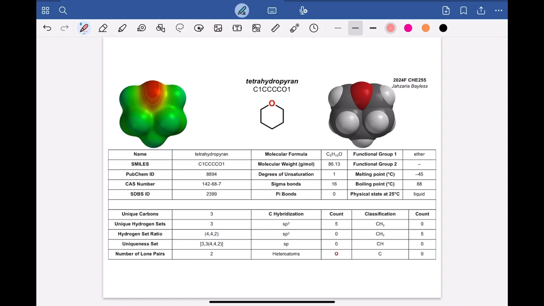In this structure, you can see that it has an oxygen that is sigma bonded to 2 other atoms. Since these carbons are bonded by sigma bonds, they are sp3 hybridized. Moreover, this molecule exists in a ring form. This ring represents a degree of unsaturation.